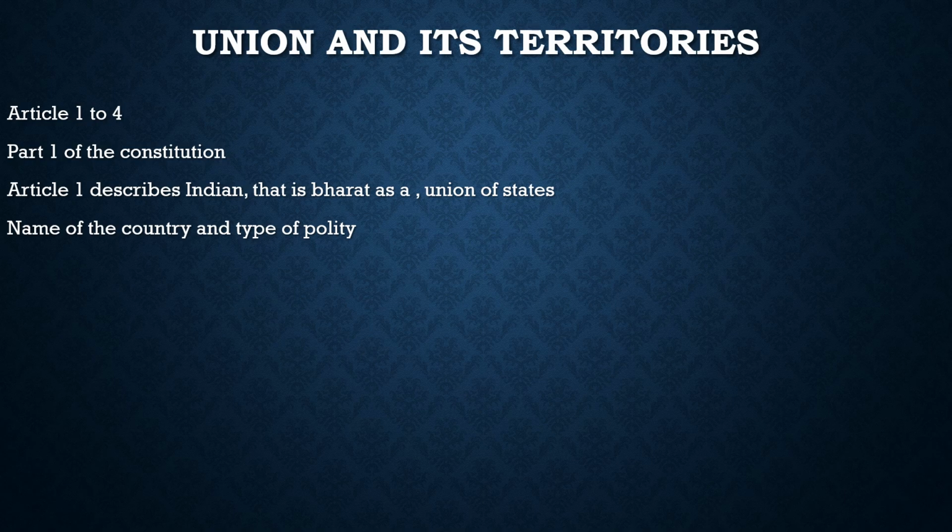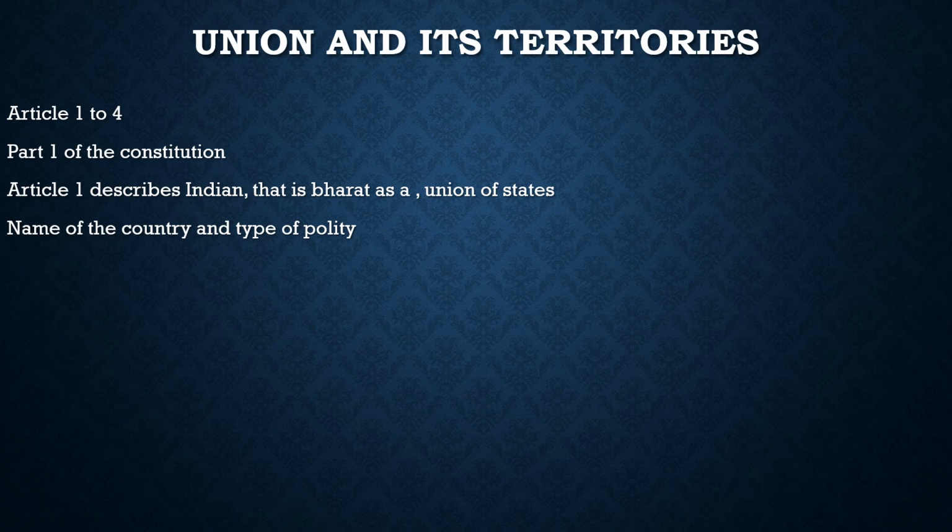Let us see what it is about. Article 1 describes India, that is Bharat, as a union of states. Here the question is why, as if we look at our political recognition, the political view of our country, we are federal in nature.